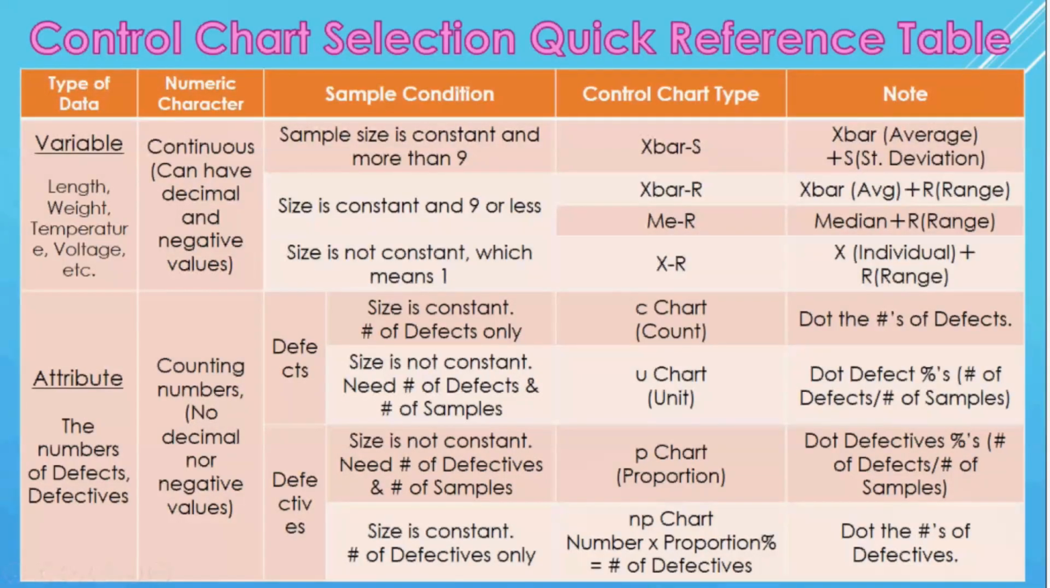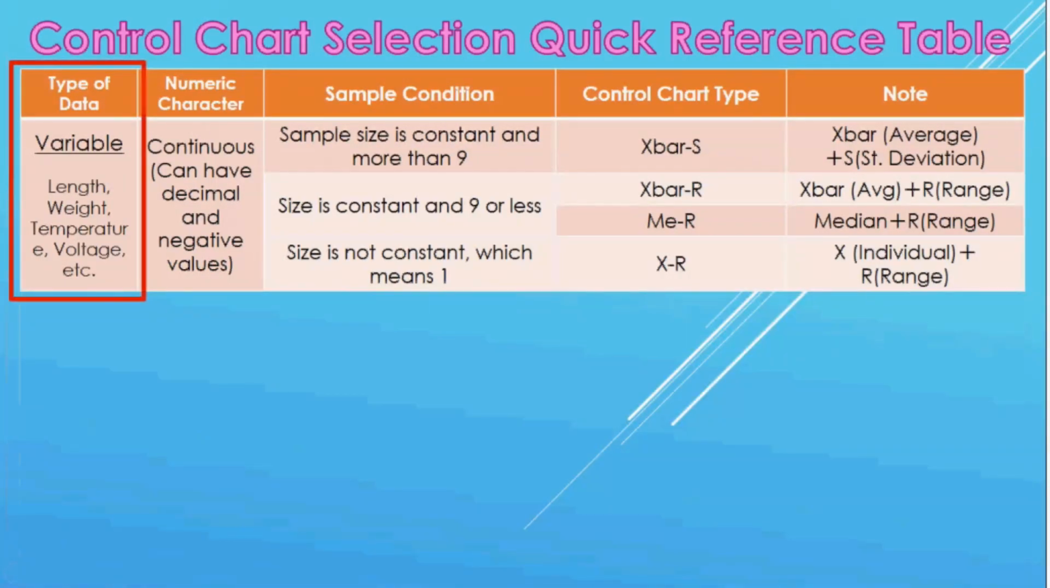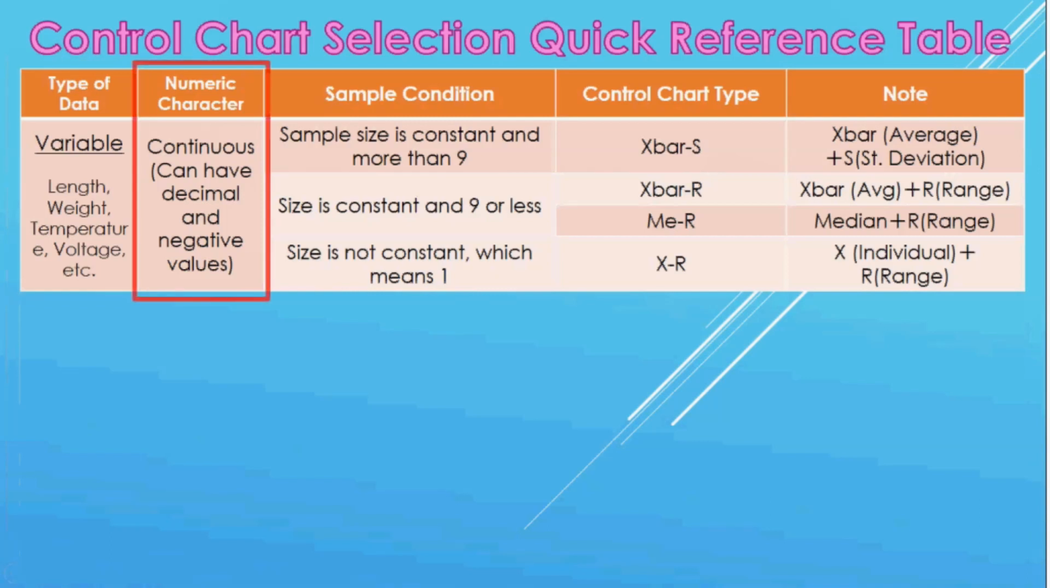I made a quick reference table. The control charts are divided into 2 groups according to the type of data you use. The first group is variable. It has measured values such as length, weight, temperature, voltage, etc. This data type is continuous numbers and it can have decimal numbers and negative values.